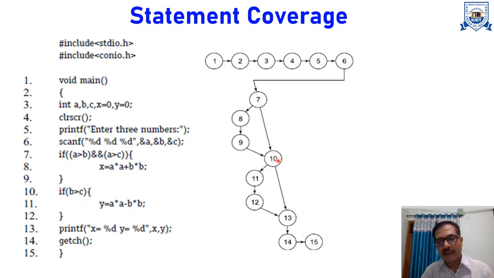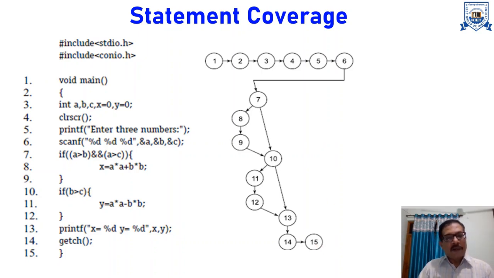If this is false, I'm moving in this way. Again, line number 10 is a condition, so again branching is possible. If the condition is true, you are moving through line number 11, 12, then 13, then 14 and 15. And if this fails, then straight away you go to line number 13 and then 14 and 15. This is the end of the program, right?